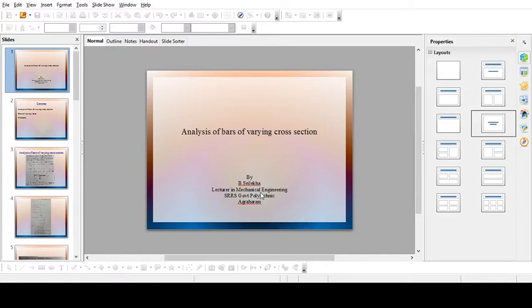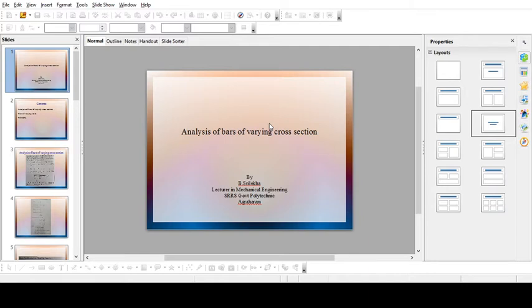Here P is the tensile load that is acting on the bar. E is the Young's modulus. Next, L1 is length of section 1. A1 is cross sectional area of section 1. Next, L2 is length of section 2. A2 is area of cross section of section 2. So in this manner we are going to find the total elongation of the specimen for uniformly varying cross sectional area specimens. So let us do a few problems on that.